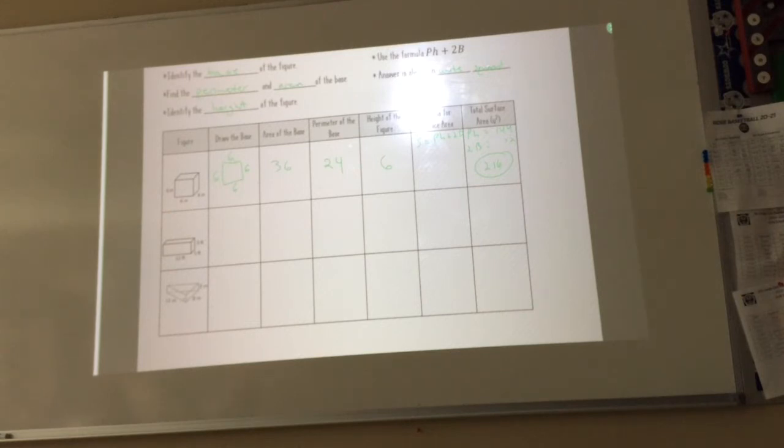So let me walk through it. I drew the base, 6 all around it. Area of the base is base times height, which is 6 times 6. Perimeter of the base is 6 times 4, which is 24. The height of the figure is the distance between my two bases, which was 6. I found the lateral surface area to be 144. Then I added that to the bases and I got 216. Anything not clear on that? Anything you'd like me to repeat or go back over? We're all okay there? Alright, can we move on?